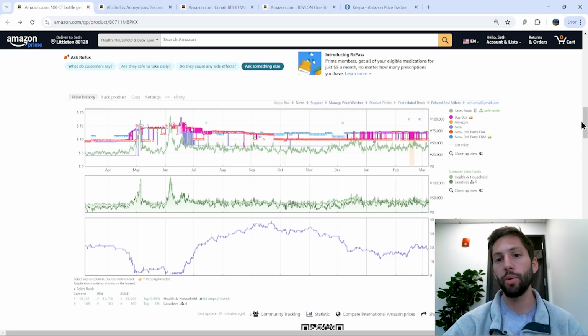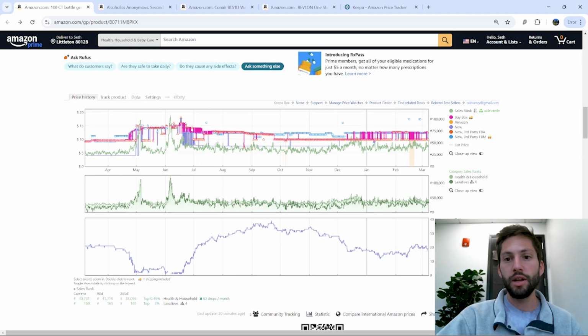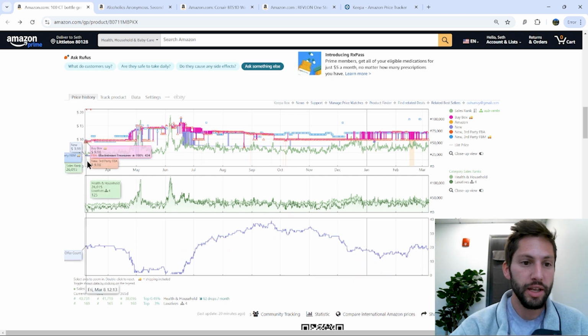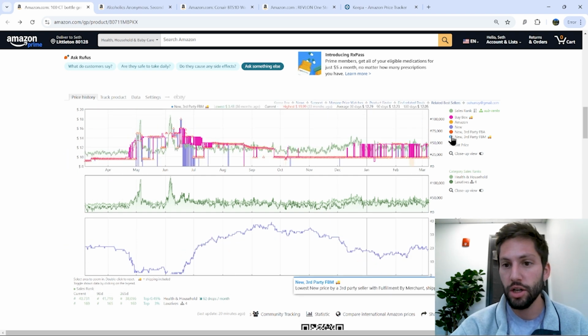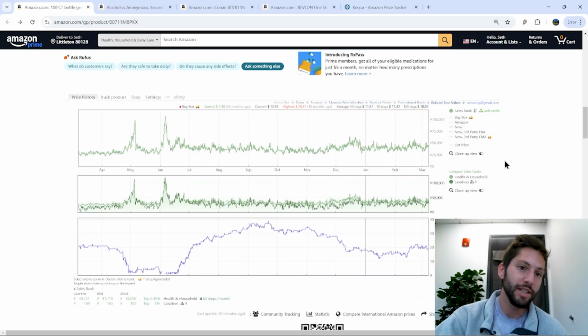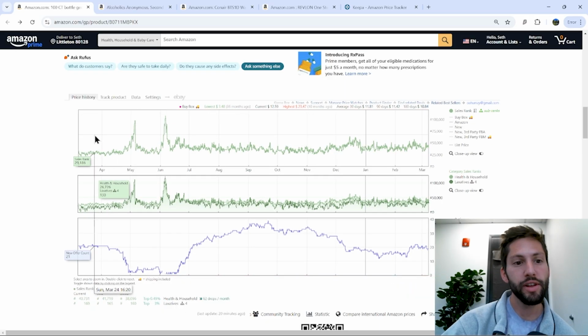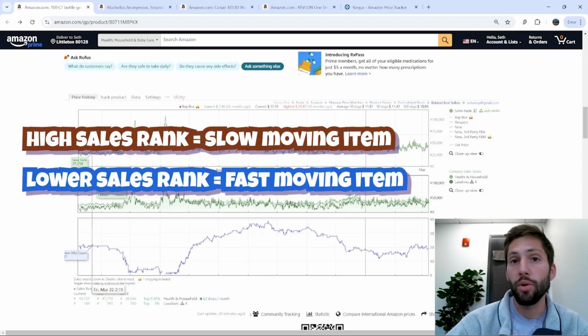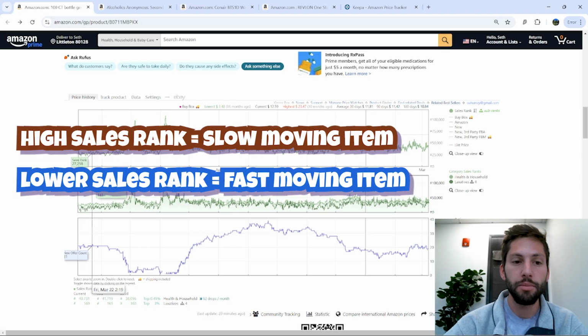There's a couple things going on within a Keepa graph. Number one, the sales rank, which is what I was talking about just now. So the sales rank is going to be this green line. So we're just going to uncheck some of these to make it very simple. This is not day trading. This is relatively simple. This green line is the sales rank, and if you're familiar with Amazon, you'll know that the lower the sales rank, the faster the item sells.